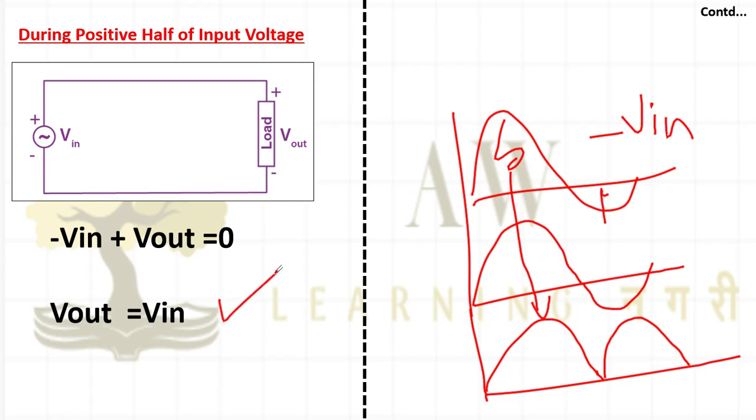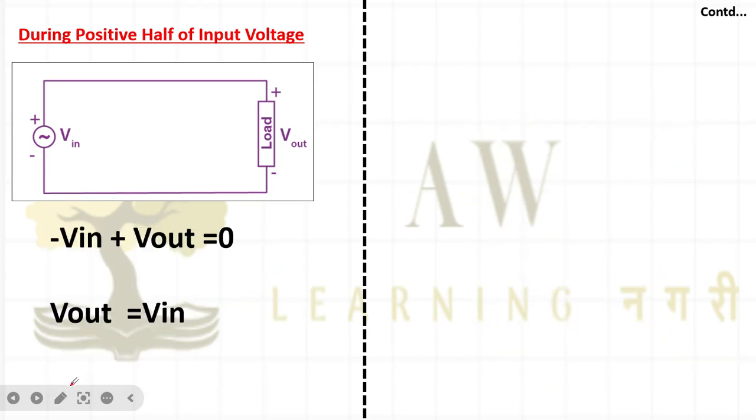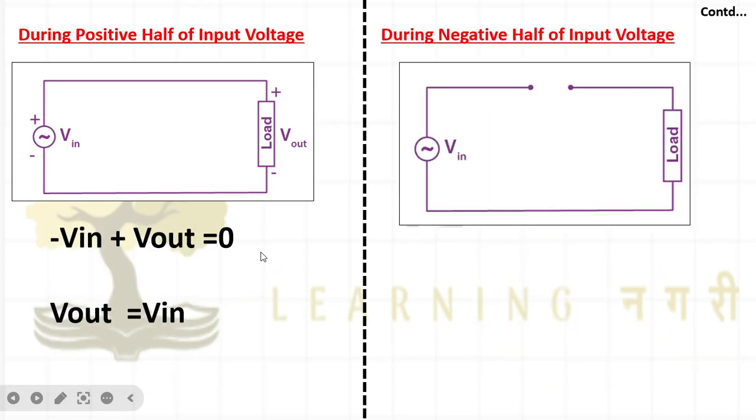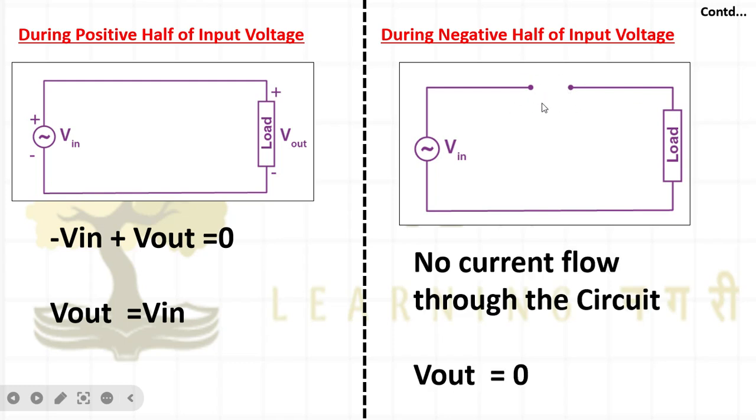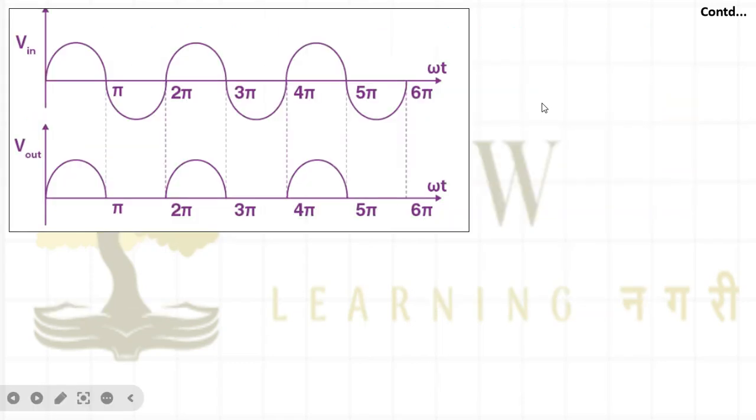So is it fine here that during the positive half cycle V out equal to V in, so I am going to get this kind of nature. Second thing, during the negative half cycle, my diode will be in reverse bias, so it will act as an open circuit. At that time no current will flow through the circuit, so definitely the output will be 0. So what is my waveform?